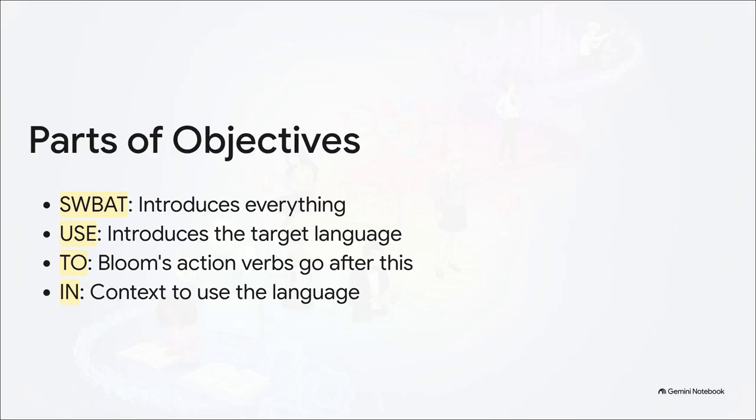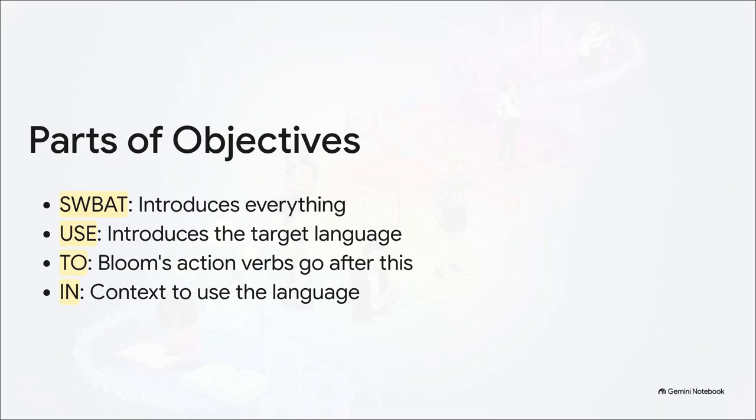And here's a peek behind the curtain at how those verbs fit into a teacher's daily life. When they're writing an instructional objective, they often use this specific formula. It starts with SWBAT, which is teacher shorthand for students will be able to. Then use, which introduces the target language or tool. Then to, and right here is where Bloom's action verbs plug in perfectly. Finally, in, which gives the context.